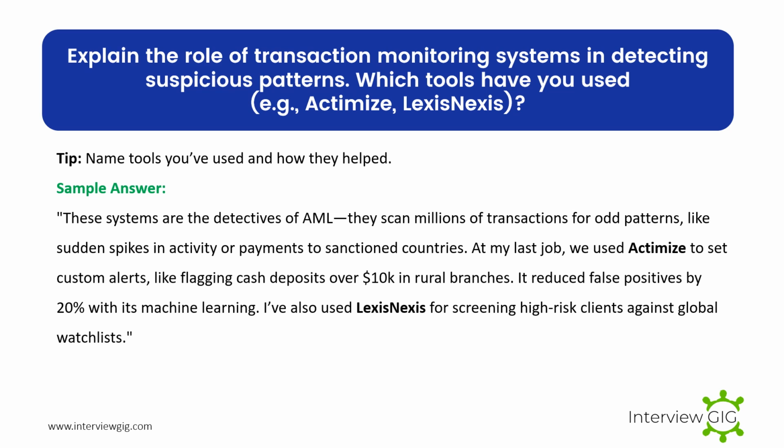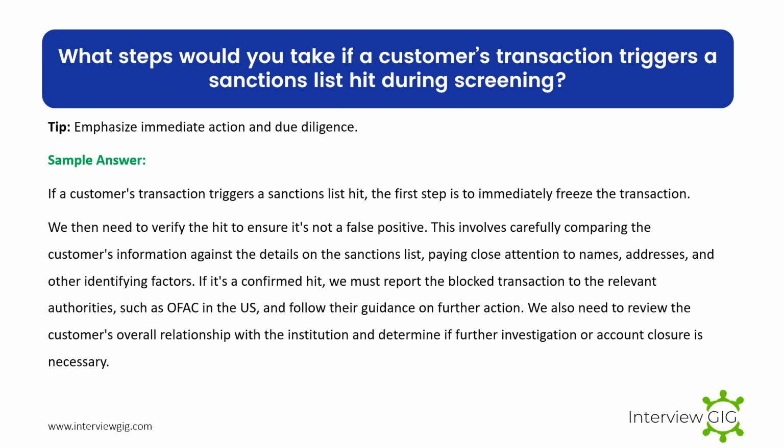At my last job, we used Actimize to set custom alerts, like flagging cash deposits over $10,000 in rural branches. It reduced false positives by 20% with its machine learning. I've also used LexisNexis for screening high-risk clients against global watch lists. What steps would you take if a customer's transaction triggers a sanctions list hit during screening?